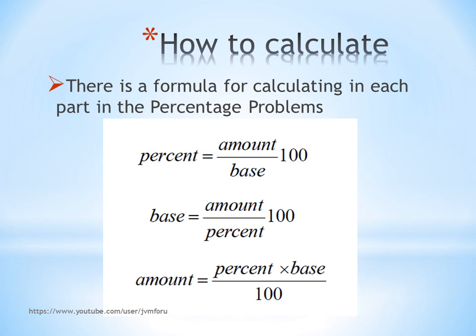Now we calculate by using these three parts in separate formulas. Let us see formula 1. If we want to find the percentage, the amount must be divided by the base value into 100. If the base value is missing, we use the formula amount divided by percentage into 100. And if the amount is missing, we have the formula percentage into base value divided by 100.